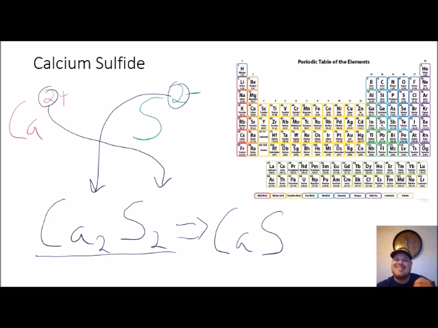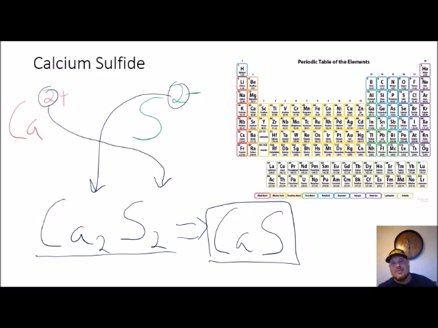If we go back and think about our Lewis dot structure, remember that calcium has 2 electrons to give up. Luckily for it, sulfur has 2 that it can accept. So you only need 1 and 1 of each to actually make it work. All right? So there is our chemical formula for calcium sulfide, CaS.